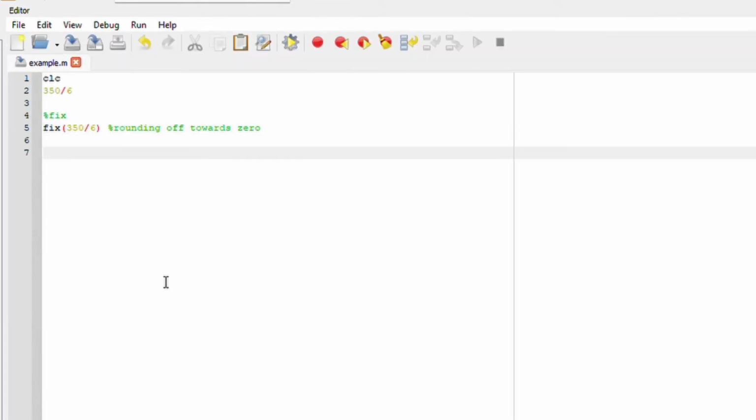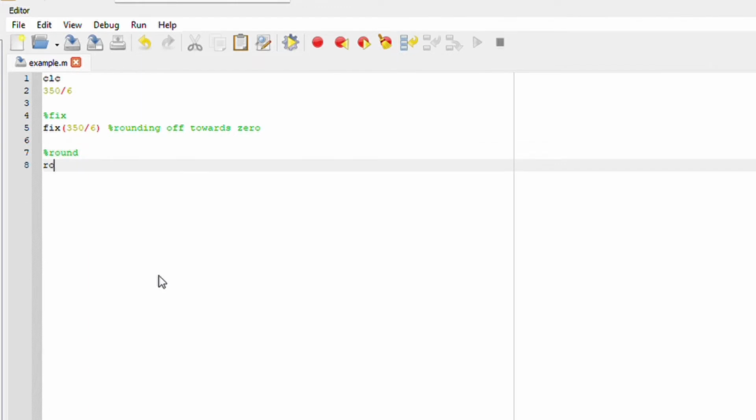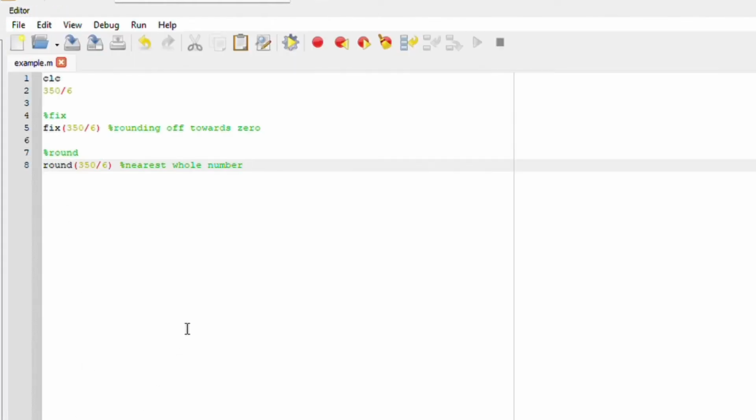Another option we have is round. What round does is that, let me just say round 350 divided by 6. What round does is that it'll round off towards the nearest whole number. So, nearest whole number. If I run my file, it should give me 58, or nearest whole number.